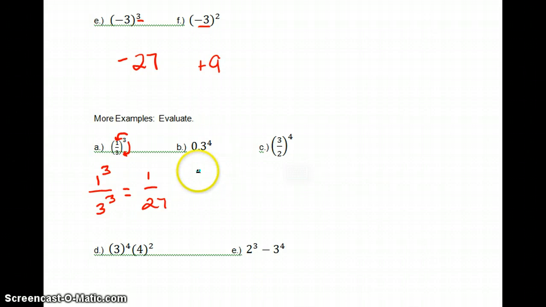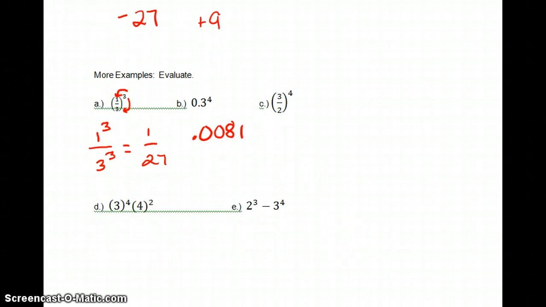Now, when you have a decimal cubed, you can simply plug that right into your calculator and let that do the math for you. Just be very careful that you are copying down the correct answer. We do get 0.0081. Now we have another fraction here. Why don't you guys go ahead and do this one on your own? Pause the recording, take care of the problem, and then resume as soon as you're ready.